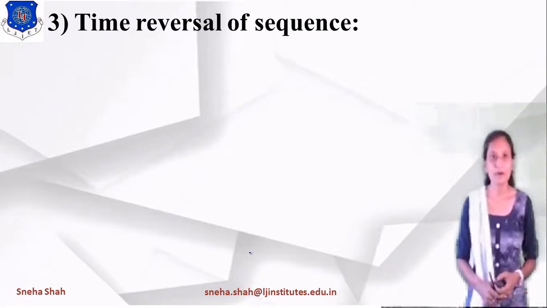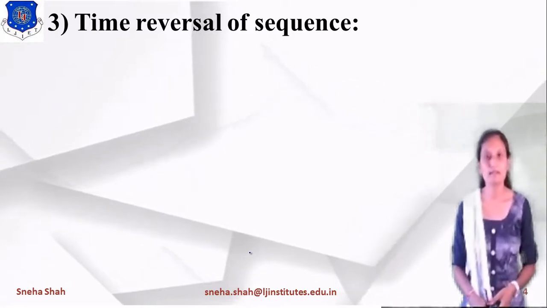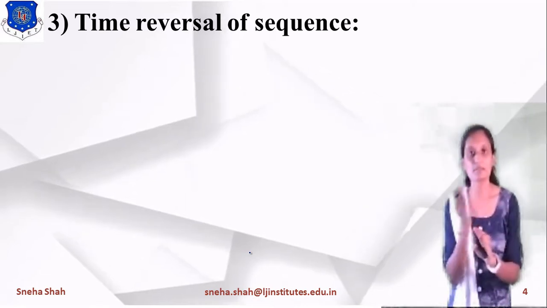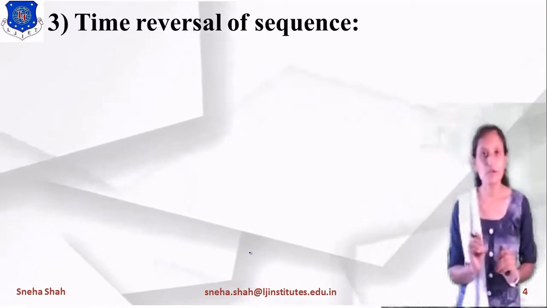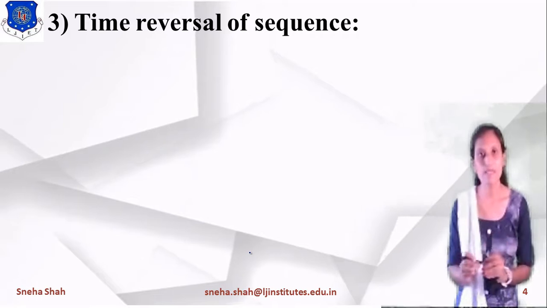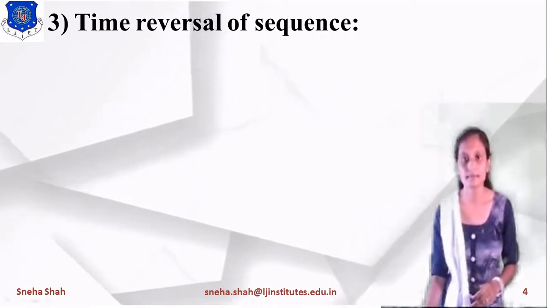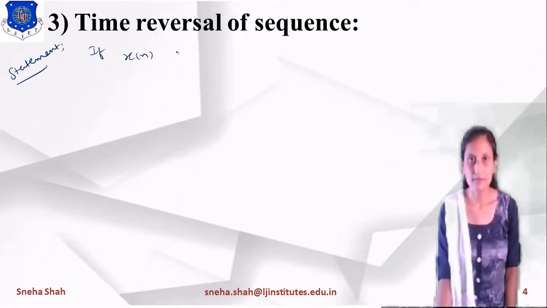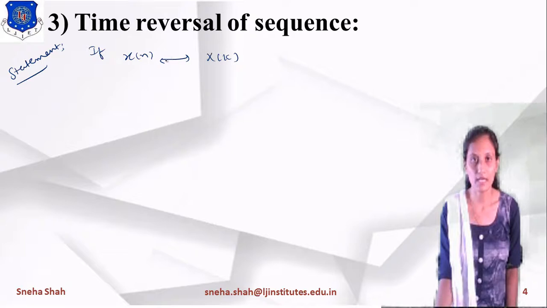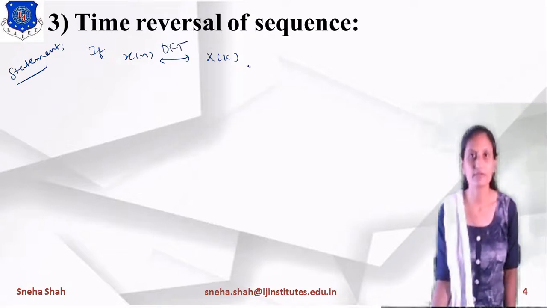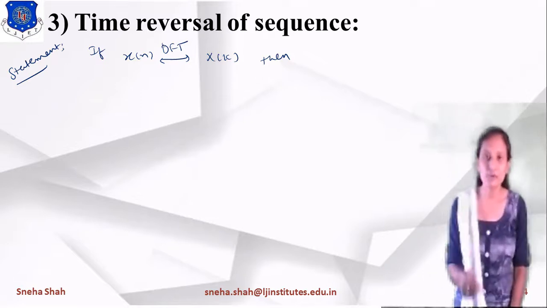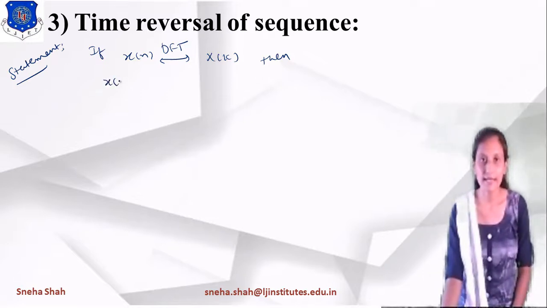Now the next property is time reversal of a sequence. Now what is the meaning of time reversal? Time reversal means folding, right? So if you want to write down folding of a sequence, then how will we represent it? Starting with the statement, if I am writing x of n is convertible to X of k, if I am taking DFT of it, then what is time reversal? Time reversal means folding, right? So what will be the term?